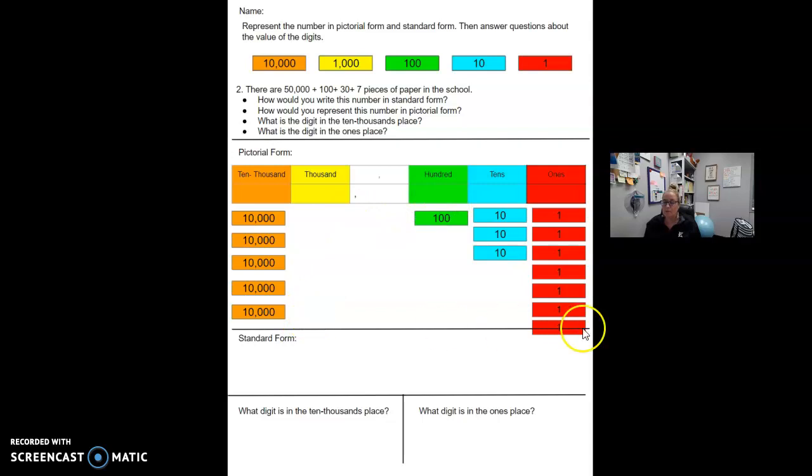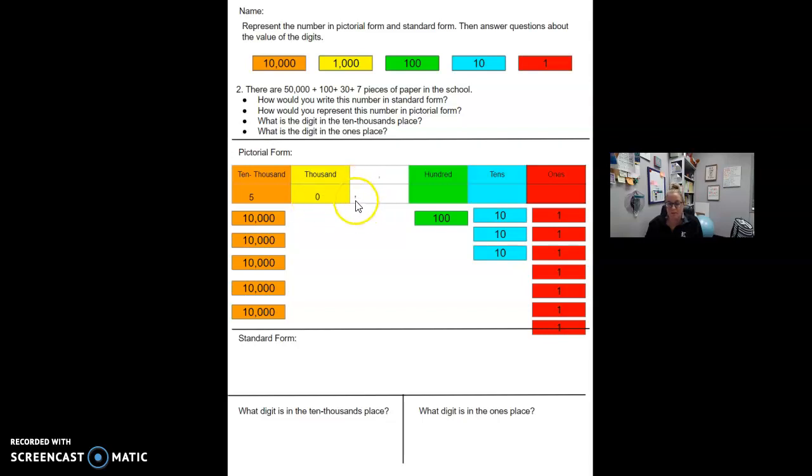Now I've modeled my number pictorially, with a picture, or with my place value discs, but I want to fill in my place value chart. So how many 10,000s did I use? 1, 2, 3, 4, 5. So I'm going to put the number 5 in the 10,000s place. How many thousands did I use? I didn't use any, right? But I still have to put a number in here. So what number represents nothing? That's right, 0. So I'm going to put my 0 here.